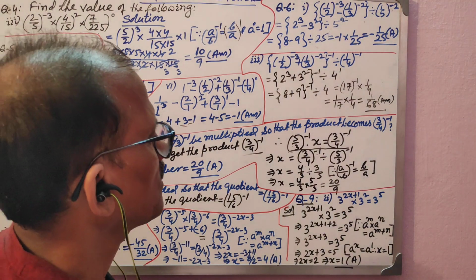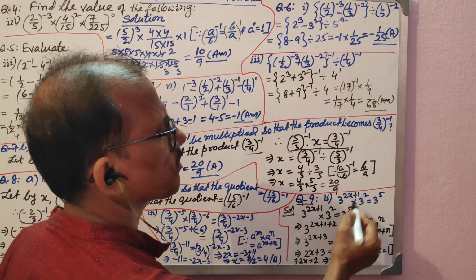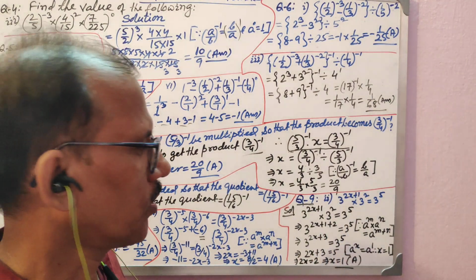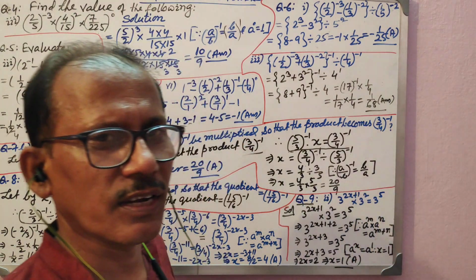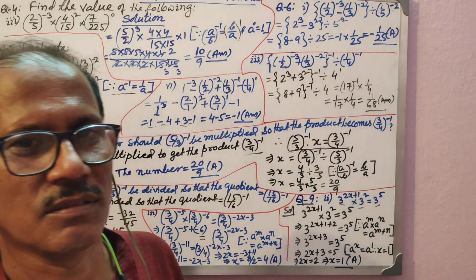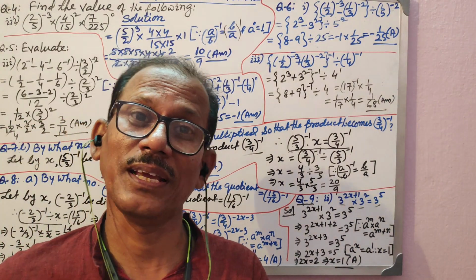Very interesting sum. Just see, 3 to the power 2x plus 1 into 3 to the power 2 is equal to 3 to the power 5. Fantastic. See, all the bases are 3. Otherwise, you have to convert to make the bases equal.